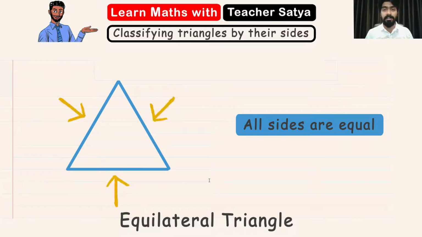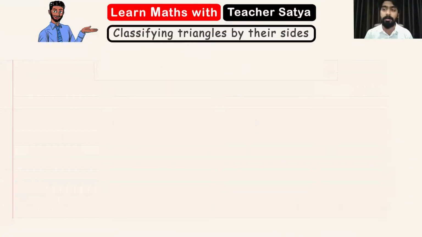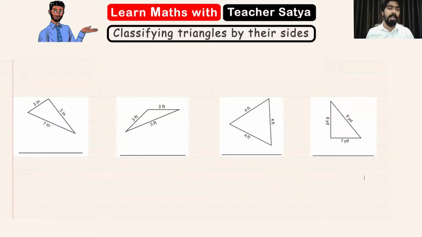Alright guys, now let's take this knowledge and start solving some questions. In question number 1, if we take a look at it, we see that we have sides of 3 inches, 5 inches and 7 inches. If we take a look at it, all of its sides are different. In a triangle, if all of its sides are different, we would call it a scalene triangle. Right guys?